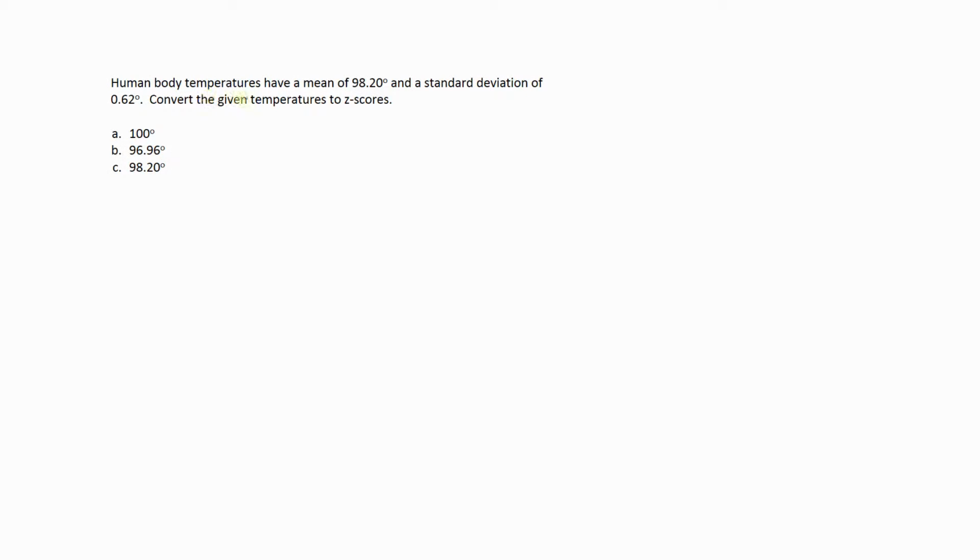Human body temperatures have a mean of 98.20 and a standard deviation of 0.62 degree. Convert the given temperature to z-score. Let's first define the formula of z-score.